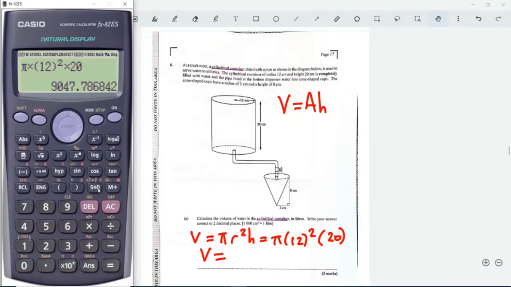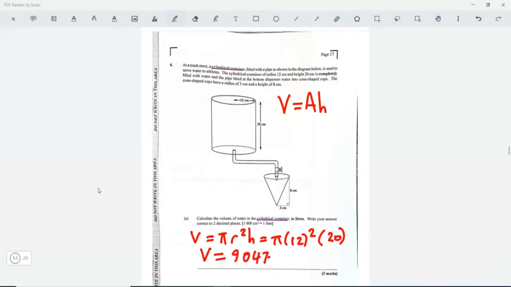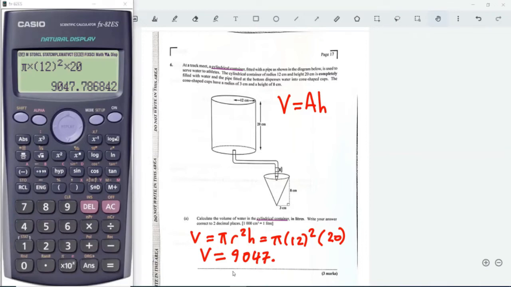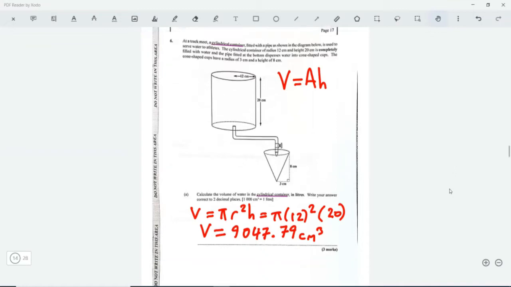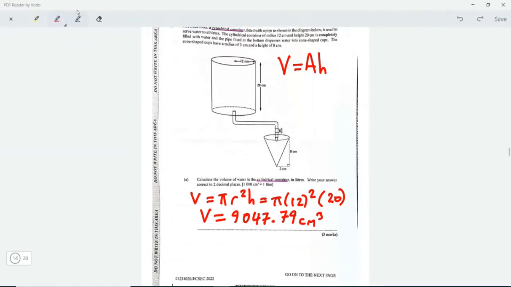The exact number is 9,047.79. And that's in centimeters cube. The volume that we found was in centimeter cube, but they said give your answer in liters. So since 1,000 centimeter cube is 1 liter, we're going to have to divide this by 1,000. Dividing it by 1,000 is going to give us that the volume is equal to 9,000 divided by 1,000, leave 9.